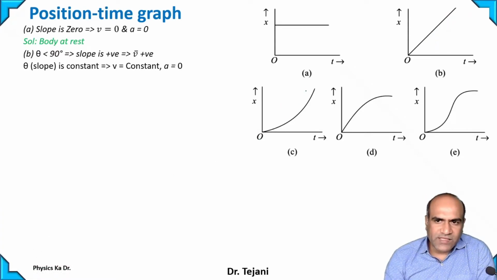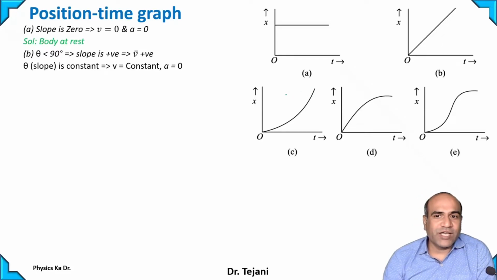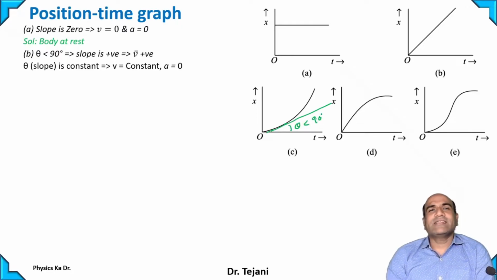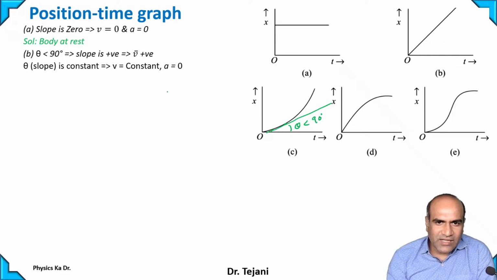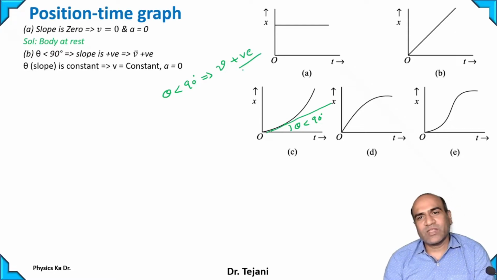Third, there is some curvature showing in the x and t graph. What is our first check? We can check the angle. Let's take a tangent somewhere, and this is theta. Is it less than 90 degrees? Yes, theta is less than 90 degrees. Ultimately, it gives velocity as positive.